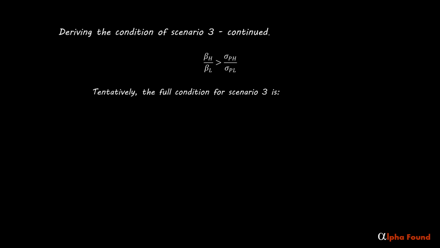Tentatively, the full condition for scenario 3 is this. This is too broad of a condition. While it gives the order of the expected Sharpe ratios, the order of the expected alphas changes within that range, and we need to capture the point where the order changes. So I will leave the condition for scenario 3 unfinished for the moment and move on to scenario 4. Also, there will be numerical examples for all the scenarios in video 17. There is no need to continue doing numerical examples as we go.